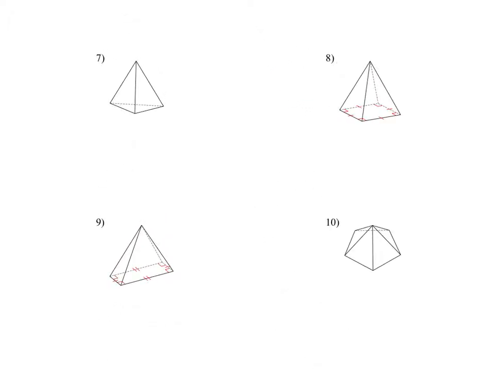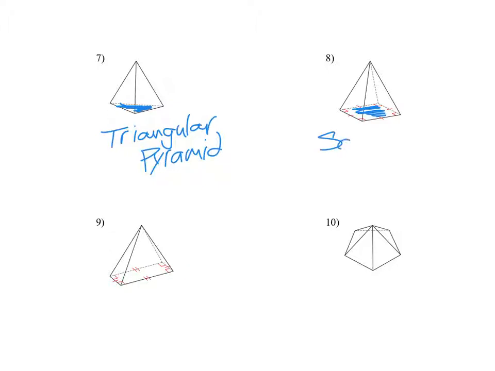All right, this one now, we only have one base shape. One base shape. So if we only have one base shape, these are referred to as pyramids. So this one is called a triangular pyramid. Number 8, here's our base. That's a square, so that's called a square pyramid.